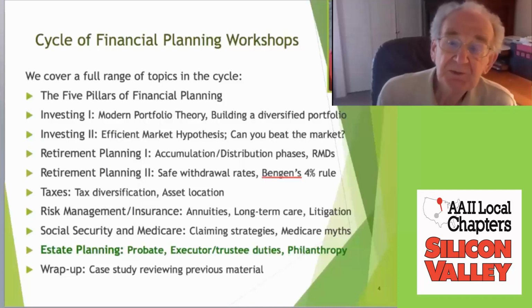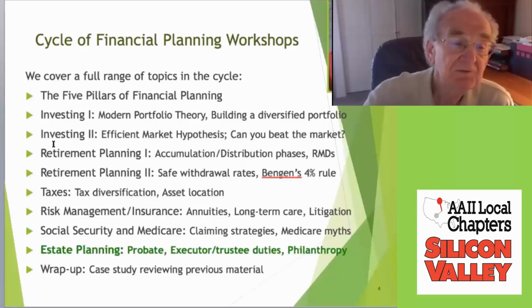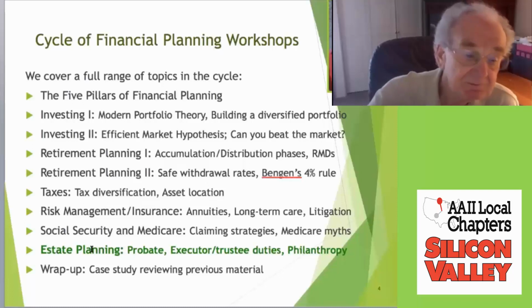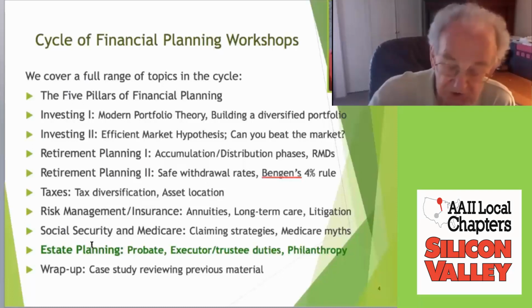The financial planning workshops run in a cycle of 10 different monthly events. We start off looking at financial planning, the 5 pillars. By the 5 pillars, I mean investing, retirement planning, taxes, and risk management, otherwise known as insurance, and that also covers Social Security and the Medicare programs. Then the topic we're addressing now, which is estate planning. And we usually have a wrap-up review session to top it all off.